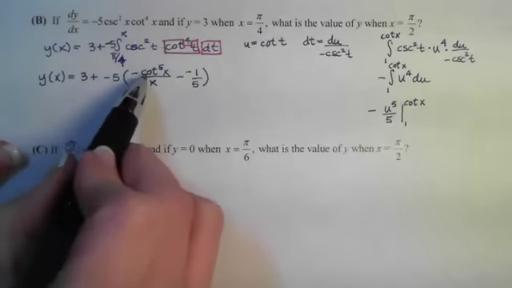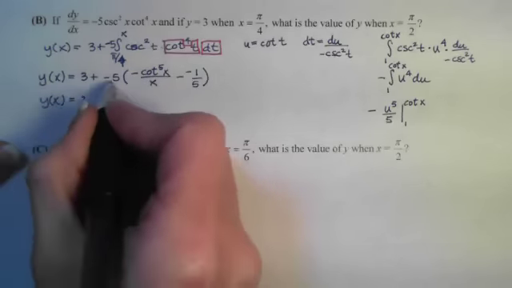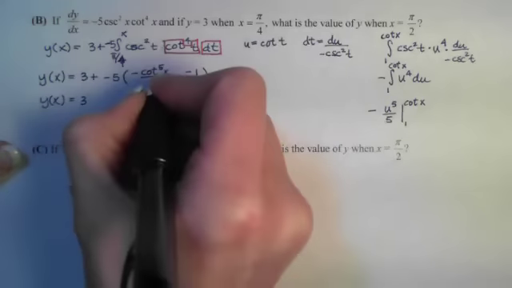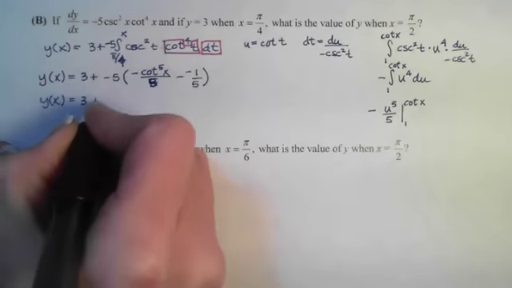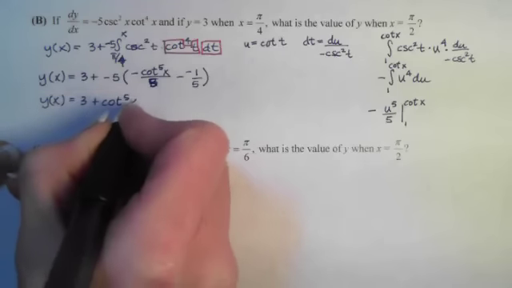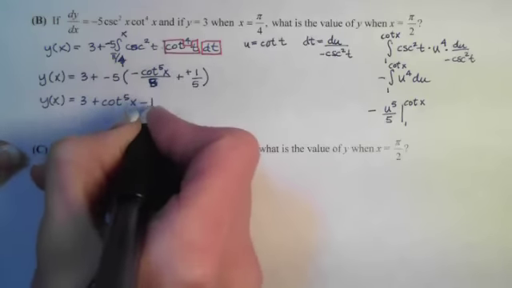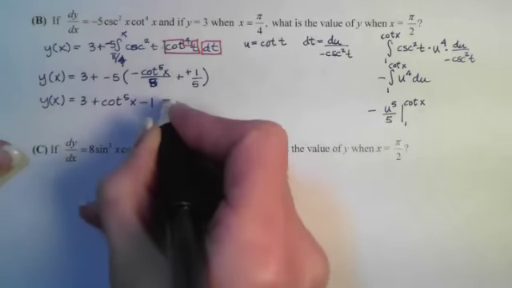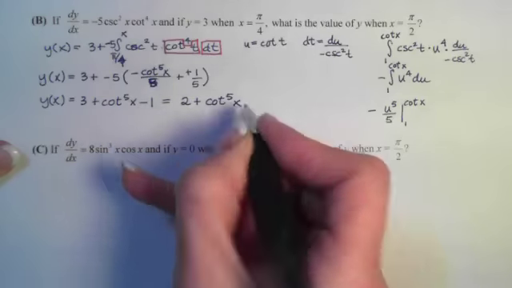If I now distribute this negative 5 through, I'm going to get y of x equals a 3 plus, that should be a 5, not an x. The 5's will cancel, I'll get a plus a cotangent to the 5th, and then I'll have minus a 1. That simplifies to give me a 2 plus a cotangent to the 5th of x.